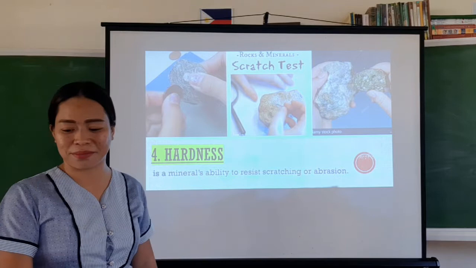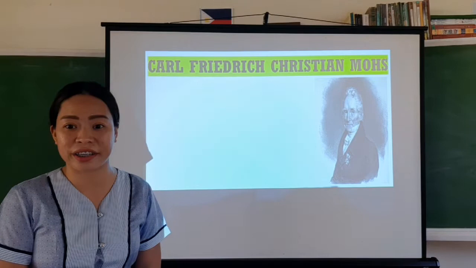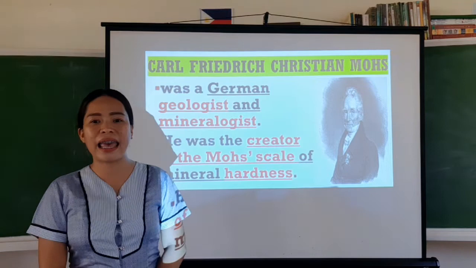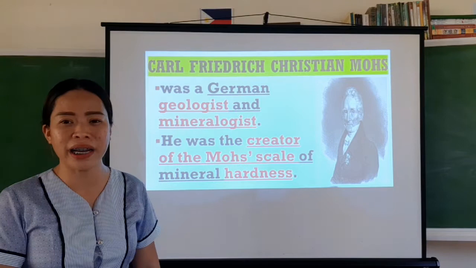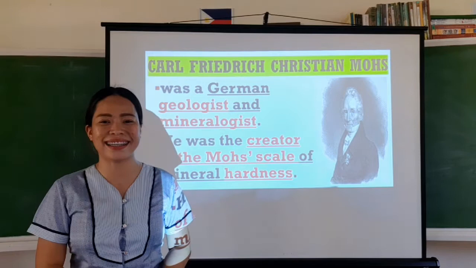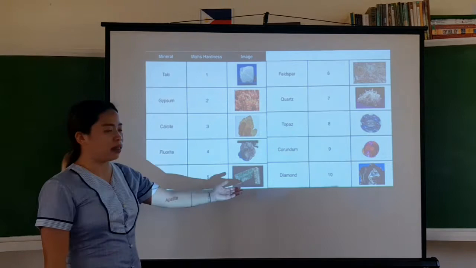Okay, let's discuss also this very important mineralogist by the name of Carl Friedrich Christian Mohs. He was a German geologist and mineralogist, and he was the creator of the Mohs scale of mineral hardness. So he is very famous for his scale of hardness, that according to his scale, the hardest mineral is? Anyone from the class? Yes, Ivan, it's? Diamond. Very good. Diamond is said to be the hardest mineral according to the Mohs scale of hardness.